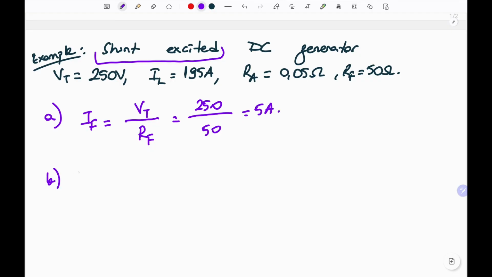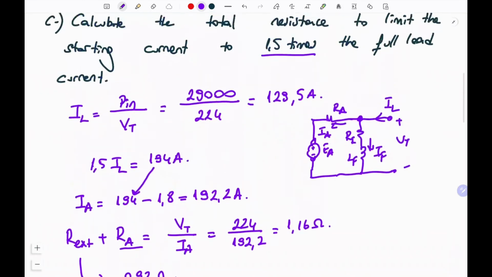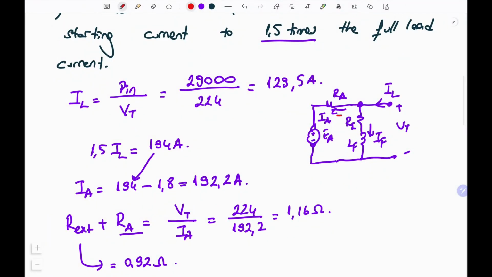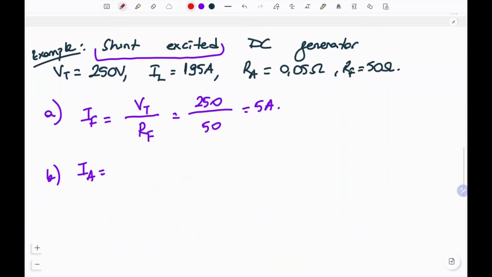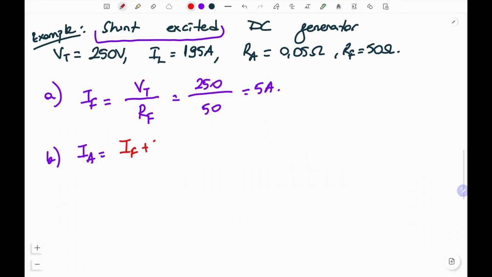In part B, we can calculate IA, and because of the generator operation, if we check the circuit again, this current and the IL will be reversed. So that means for IA calculation, IF and IL must be added. So IF and IL. IF we have calculated as 5 and IL is given as 195. So 200 amperes we have on the armature side.